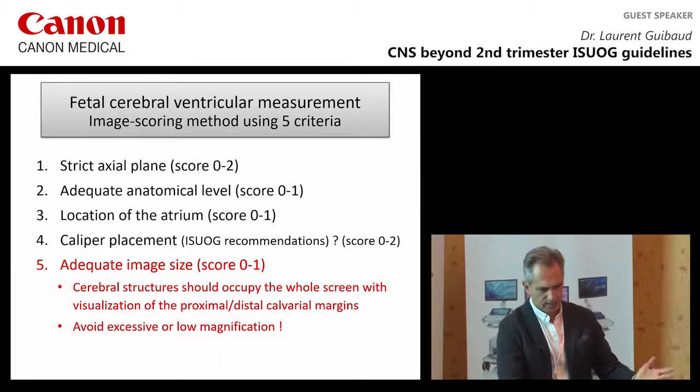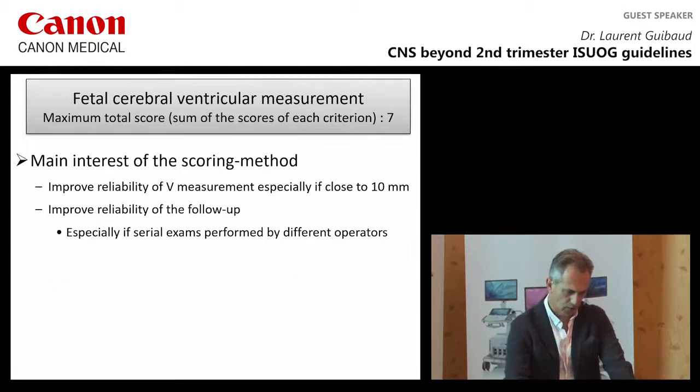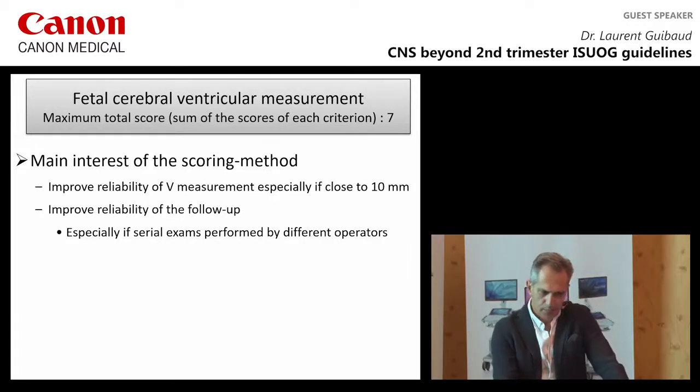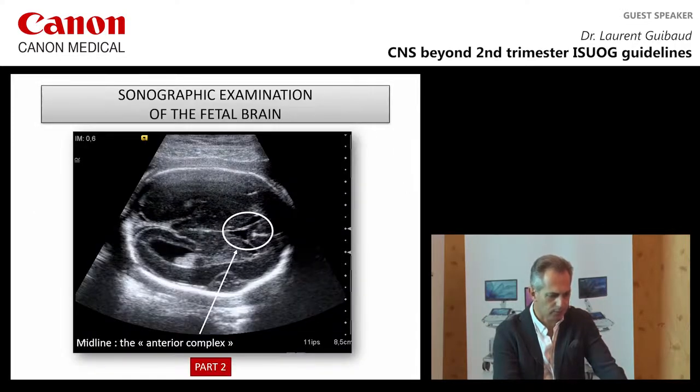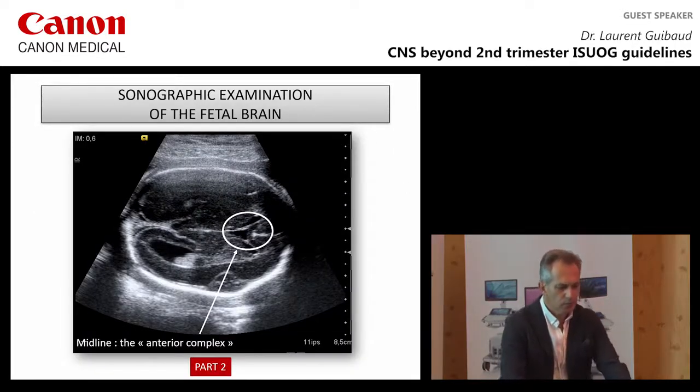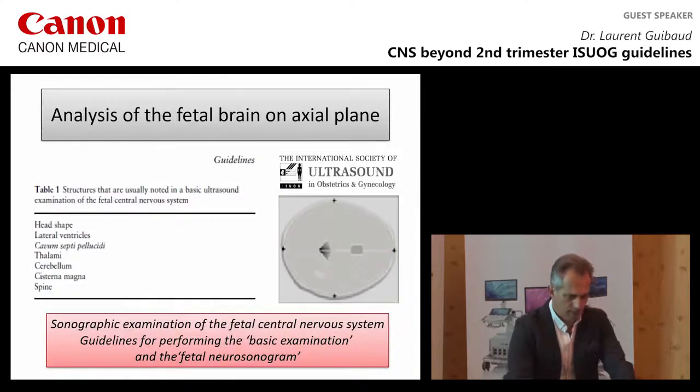You should avoid excessive or low magnification. The main interest of this method is to improve the reliability of ventricular measurements, especially when it's close to 10 millimeters, and also to improve the reliability of follow-up, especially if serial examinations are performed by different operators. Let's move to the anterior complex.